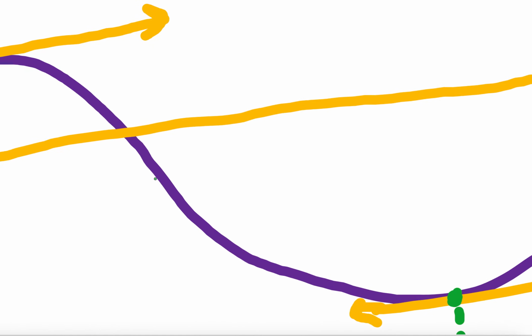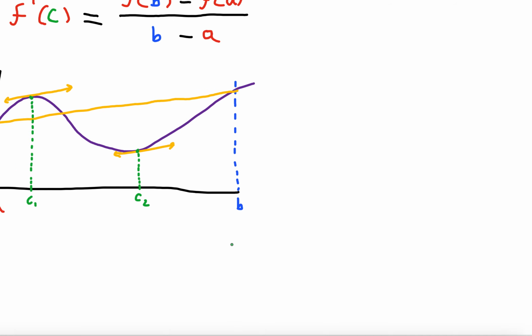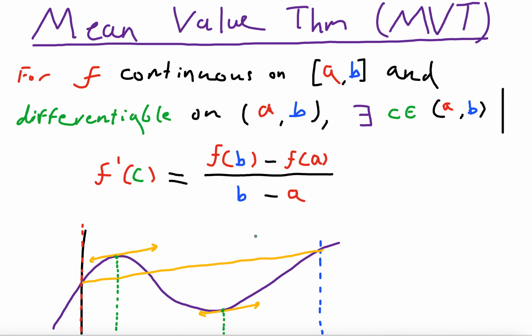No matter how close you zoom in, you can take these two points, connect them as a secant, and there's still going to be a line that's parallel that's also tangent. So that's a really profound result in calculus. And that's just something I wanted to elaborate on a bit more.